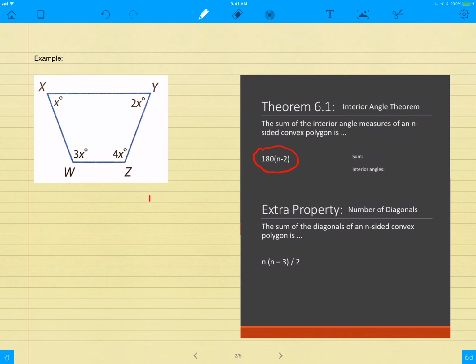So my formula says 180 times n minus 2. We're going to replace this n with the number of walls. Well, this picture has 4 walls. You know, it's a quad. It has 4 sides. So we're going to plug the n being 4 into this problem. So when we do that, we get 4 minus 2, which is 2. We're going to take that times 180, and we get 360. This is what all the interior angles on this particular picture should add up to be. That number is the number we're going to use here in a second.